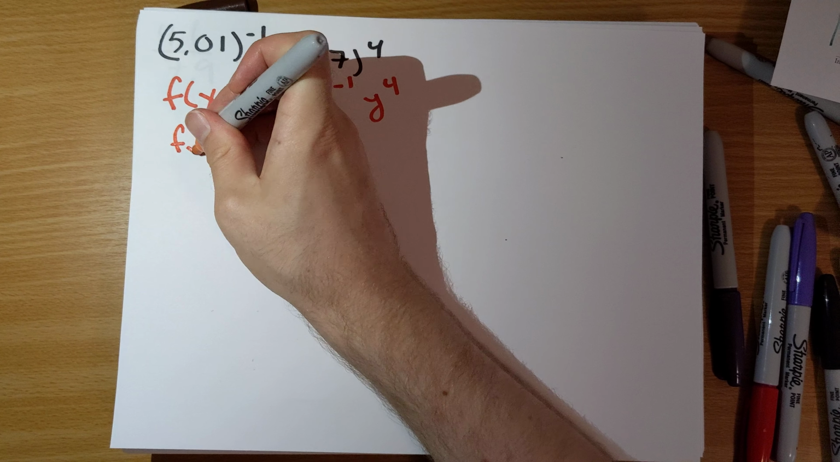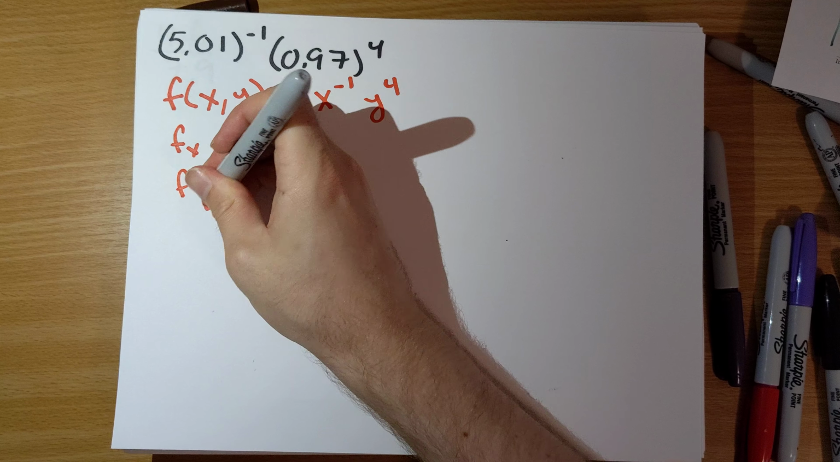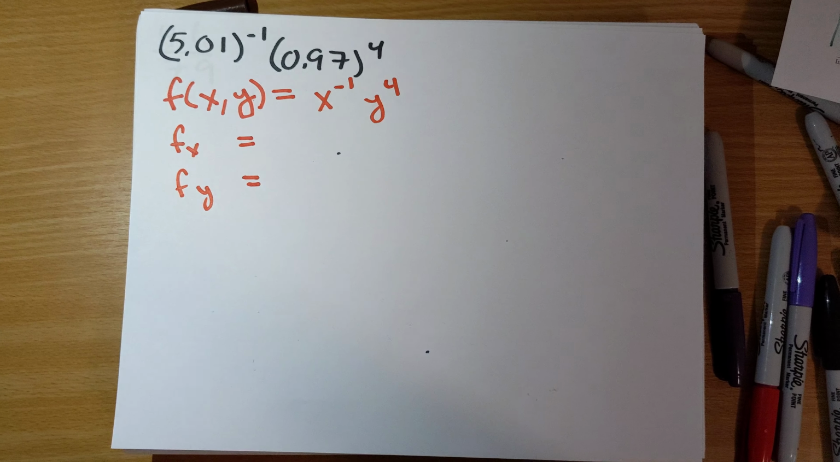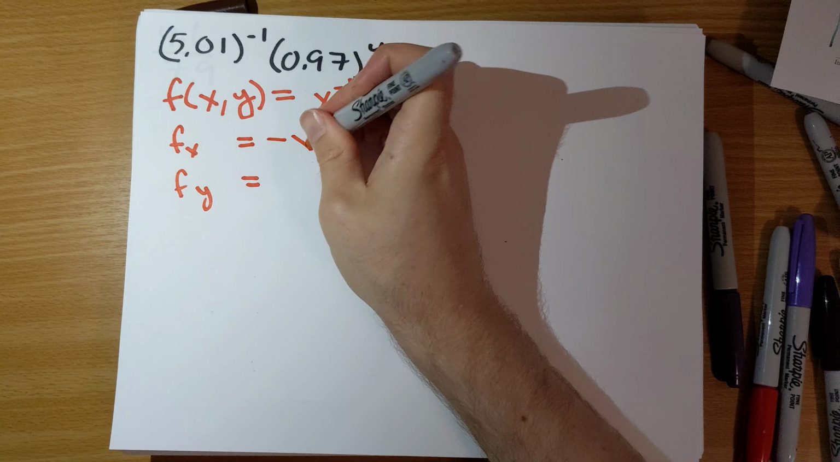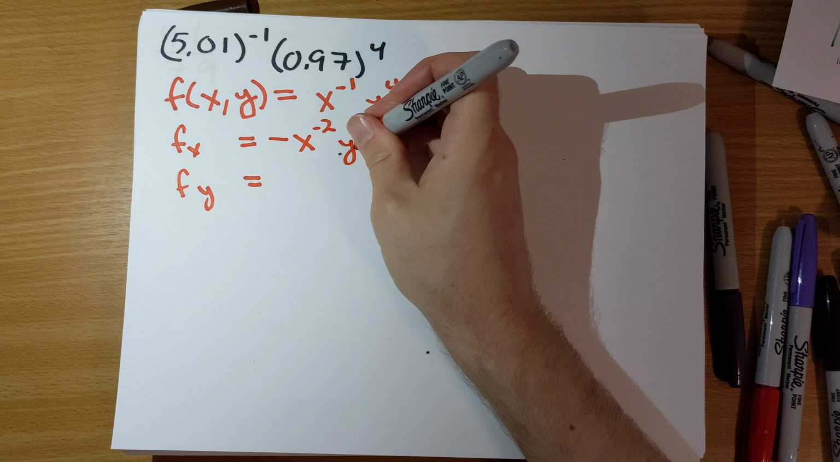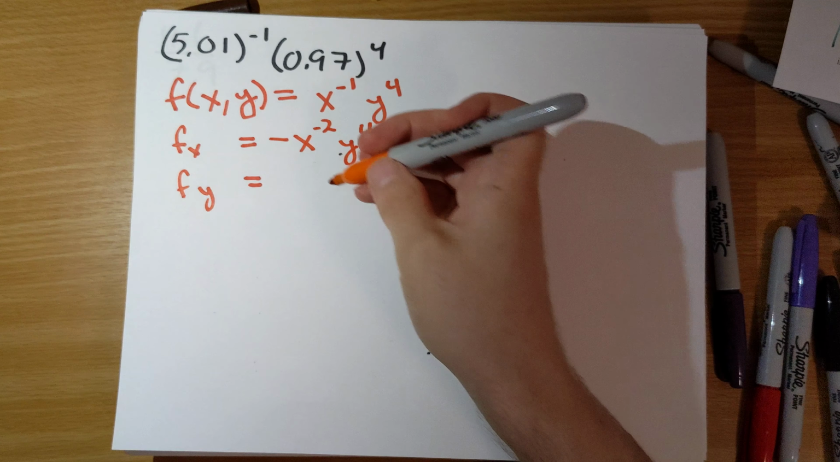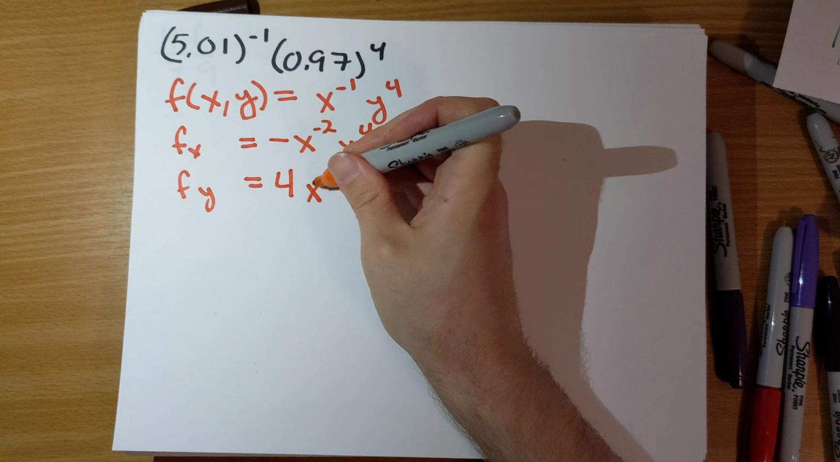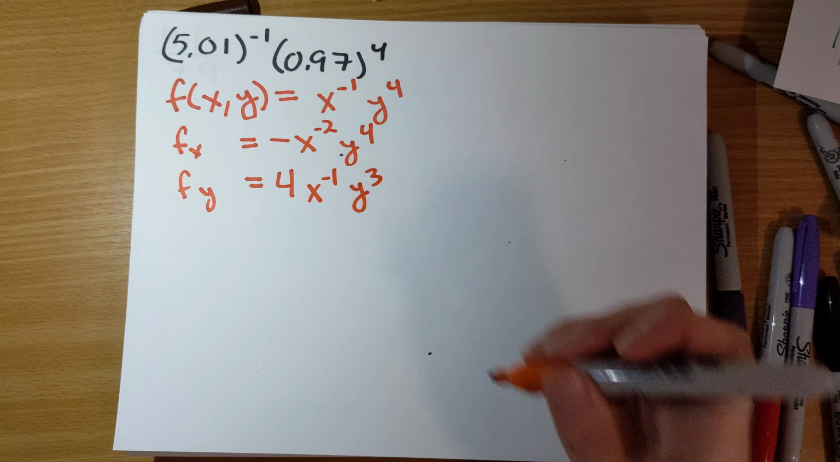So, okay, we need f sub x, f sub y. The x partial derivative will be negative x to the negative second power, y to the fourth. The y partial derivative will be 4x to the minus 1, y cubed.